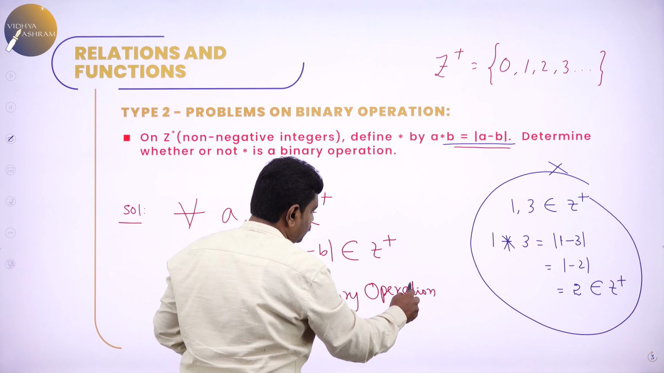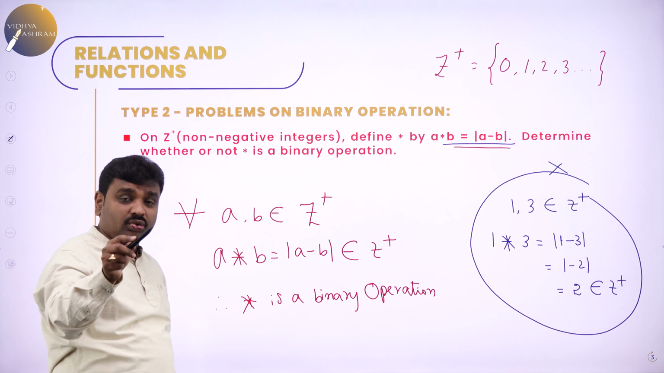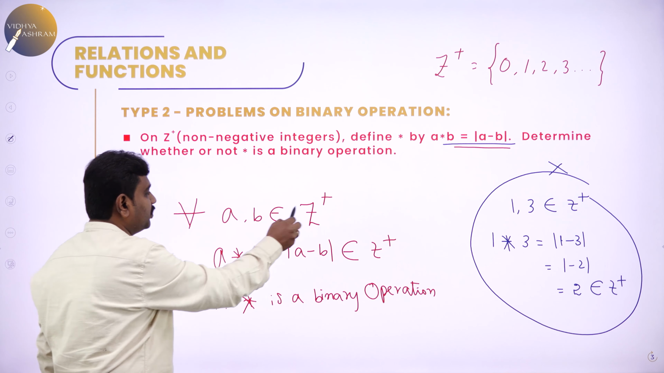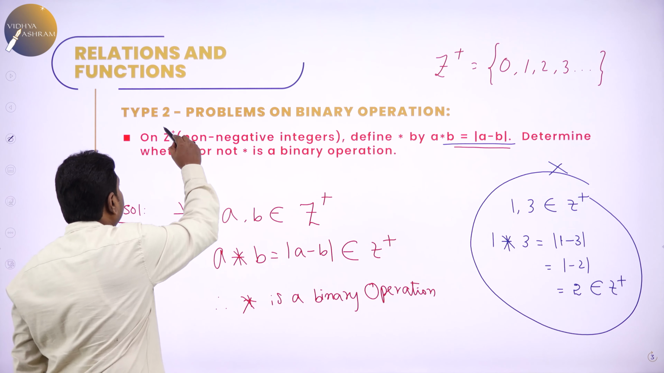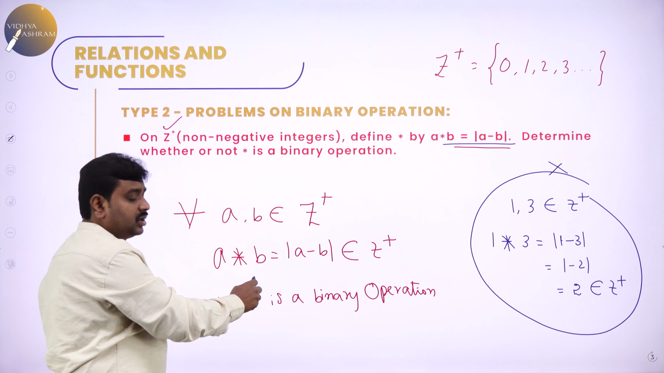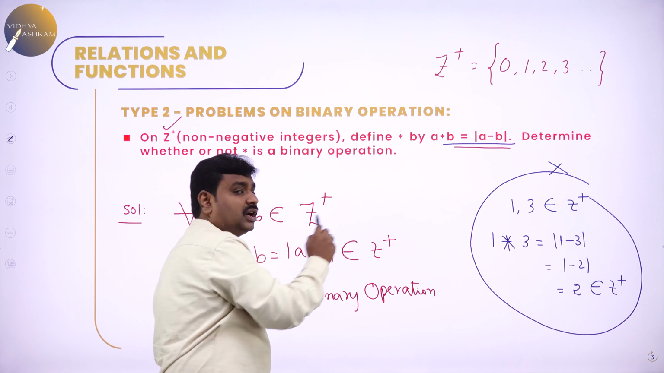I hope all of you understood. I am repeating, when it is true, generalize. How to generalize? Take two elements belonging to the given set. In this problem, the given set is Z plus, and operate. And after you operate, the result also should belong to the same set.